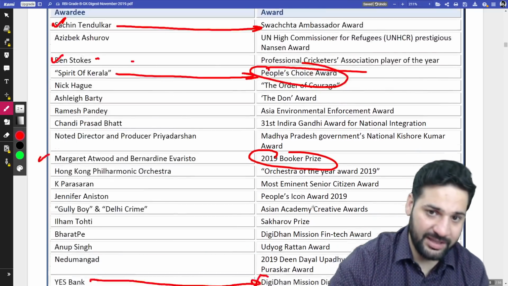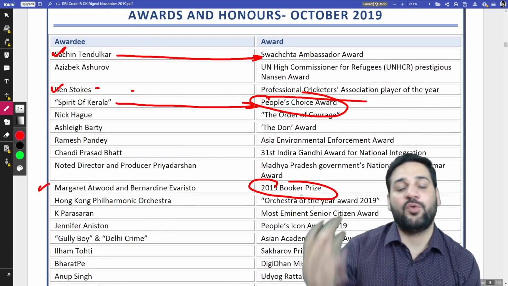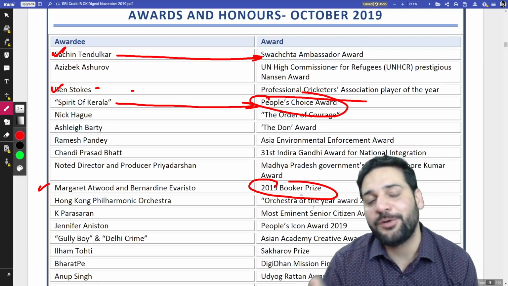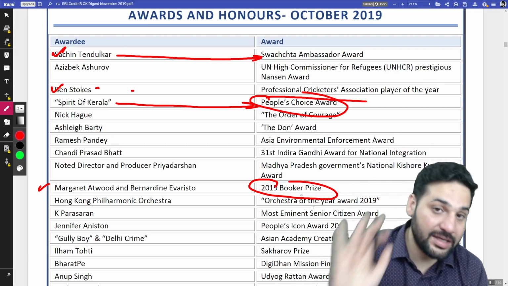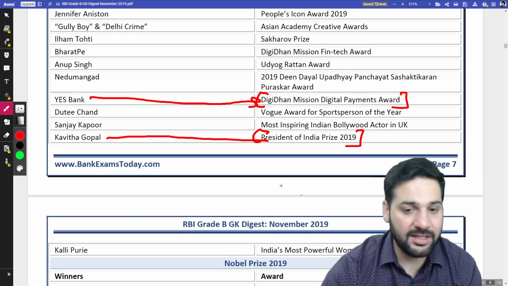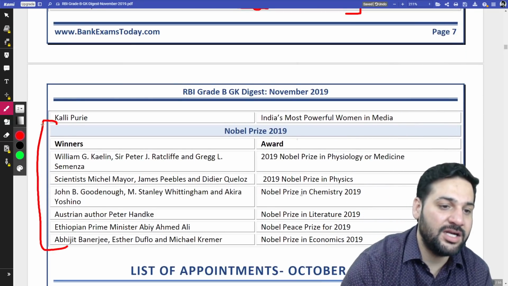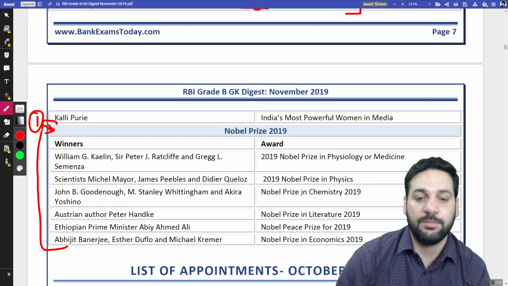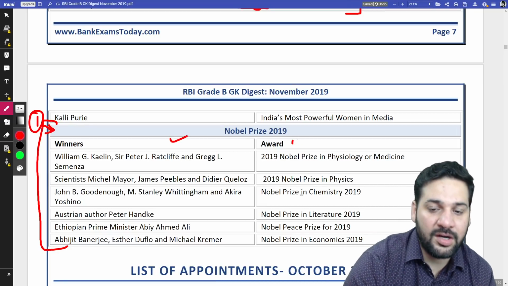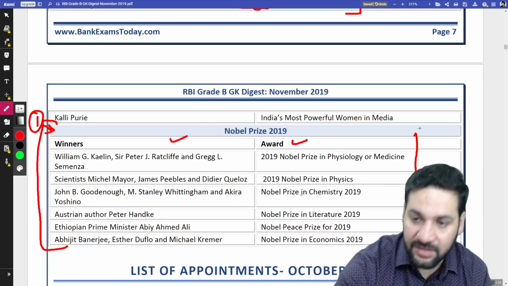Anyway, it may seem right now that whatever this table is, it's not that important, but every year there is 1 to 2 questions in the actual exam. Yeh aa jata hai. So this one is really important. I can assure you that there will be one question from this particular table. There is the winner, there is the award, and you should also know the reason for their work.